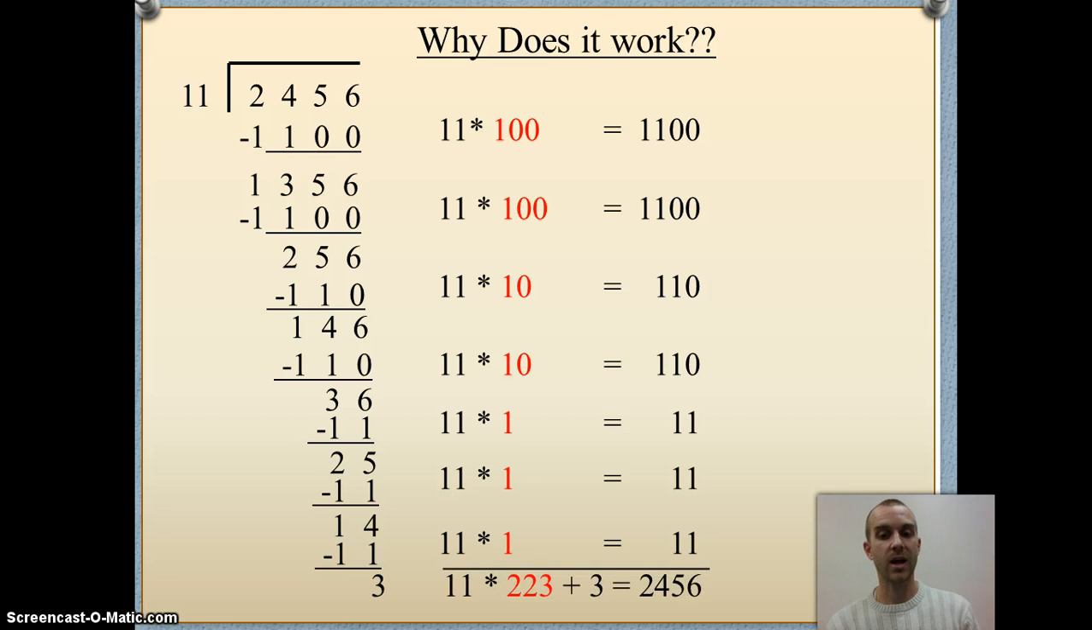And if I think about what I have here, I have 11 times 223, because I can add up all my red pieces, plus my remainder of 3 should equal 2,456. And if I'd seen that in the long division, I would have had 223 with a remainder of 3 in my quotient. So all we're doing with scaffolding and the long division is shrinking this long process into a single problem.